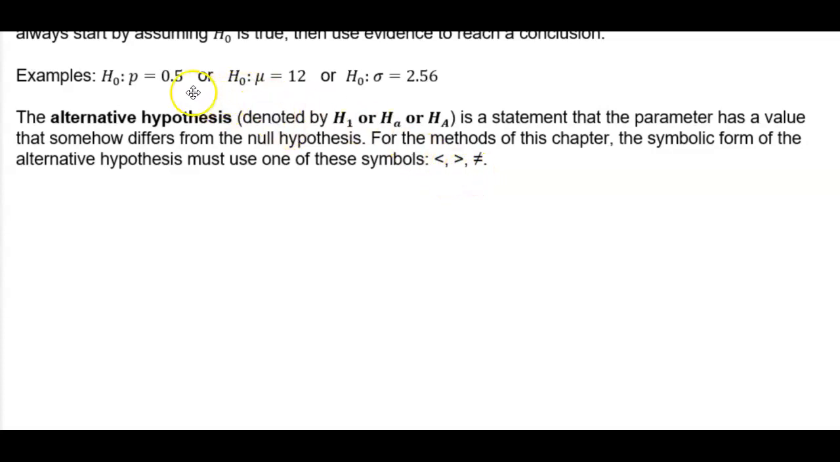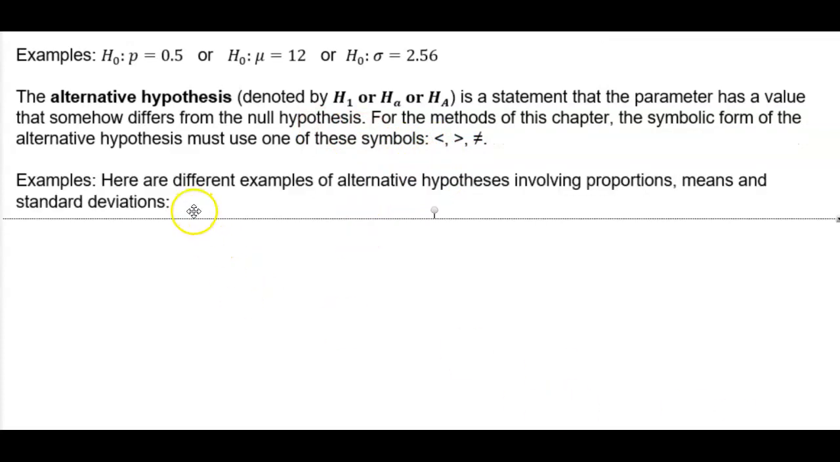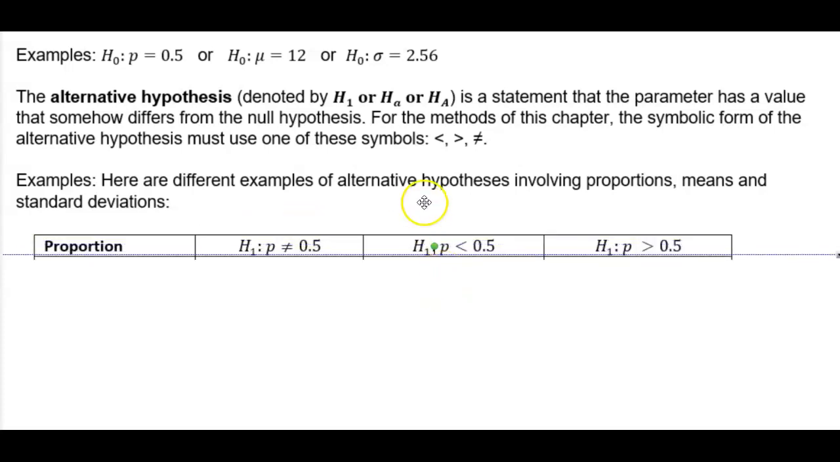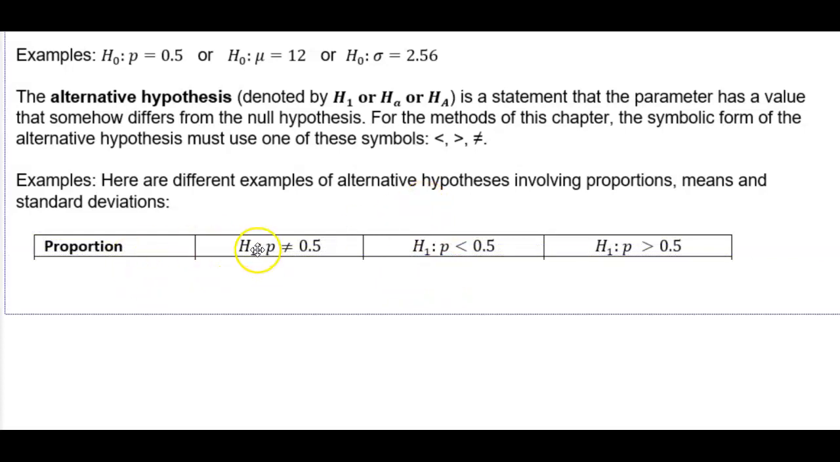So you can see the difference between the null hypothesis and the alternative. The null has the equal sign, whereas the alternative is going to have a less than, greater than, or not equal to. Now, below here are different examples of alternative hypotheses involving proportions, means, and standard deviations. So for the proportion, you can see what the alternative hypothesis is going to be.